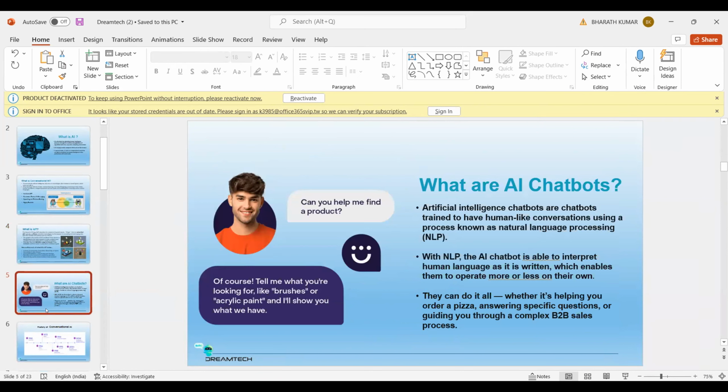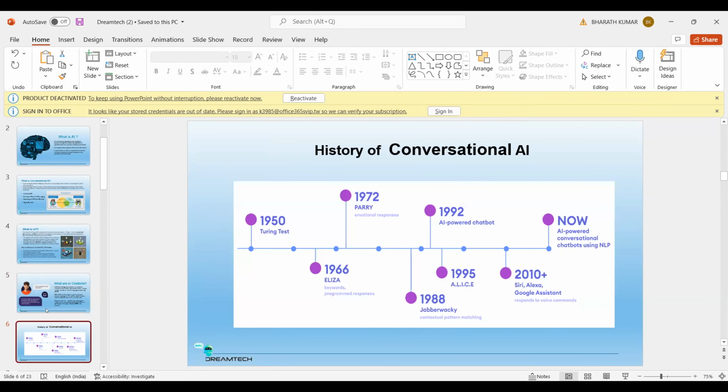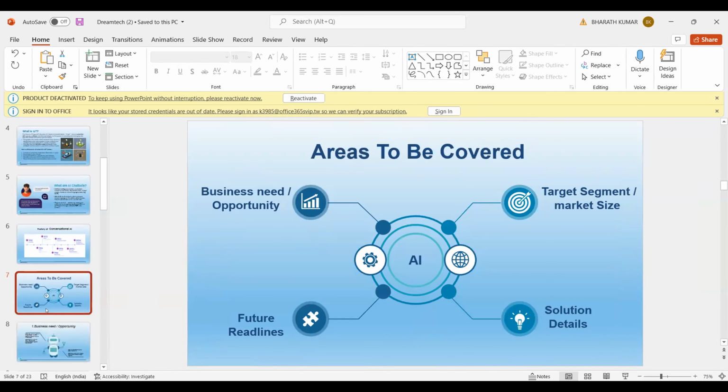In this slide, we have AI chatbots. AI chatbots are also known as natural language processing. We use AI chatbots in order for companies to communicate with their customers 24/7. So here we have the history of conversational AI. It started in 1950 with the Turing test, and now we have AI-powered conversational chatbots using NLP, natural language processing. We have covered 4 areas here.